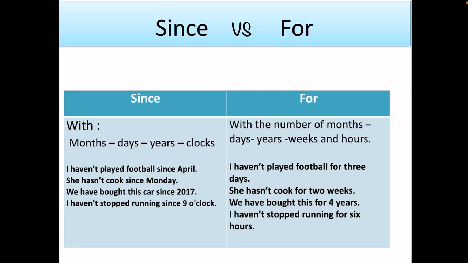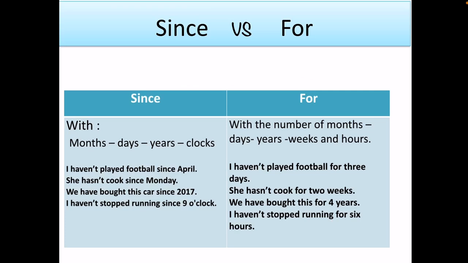So since we use it with the month, days, years, clocks. As you can see in the examples, since April, since Monday, since 2017, since 9 o'clock.